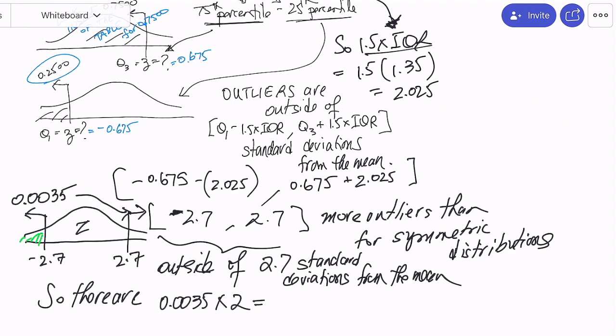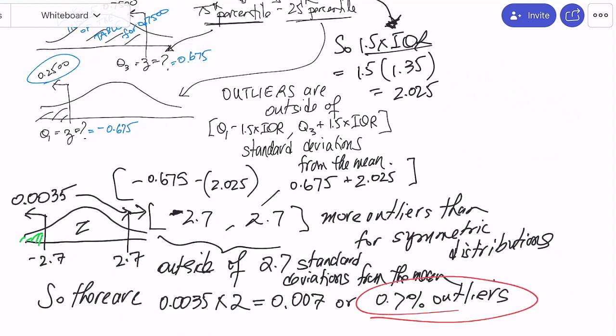I'll put it as a percentage. Oh, I guess it doesn't matter. There's a percentage of outliers. Okay, so it's 0.0035 times 2, which is 0.007. So if you use this rule, it's telling you you have 0.7% outliers.